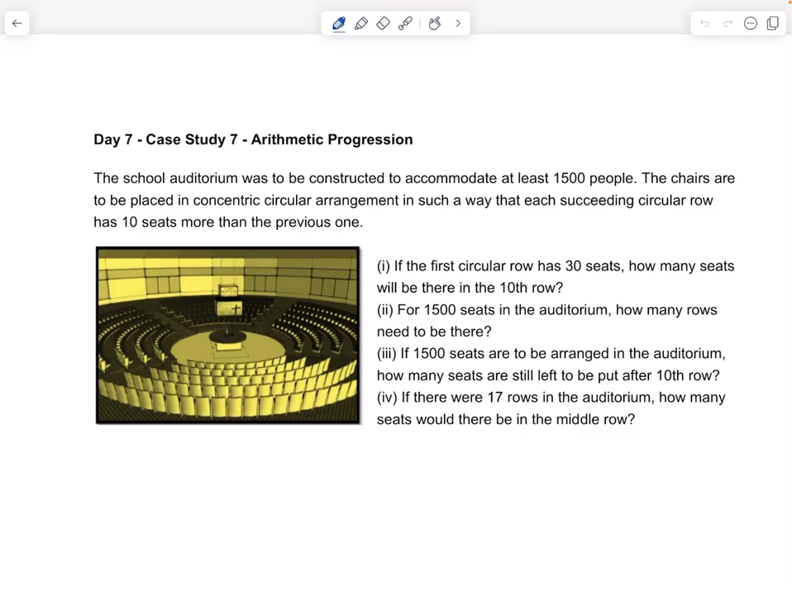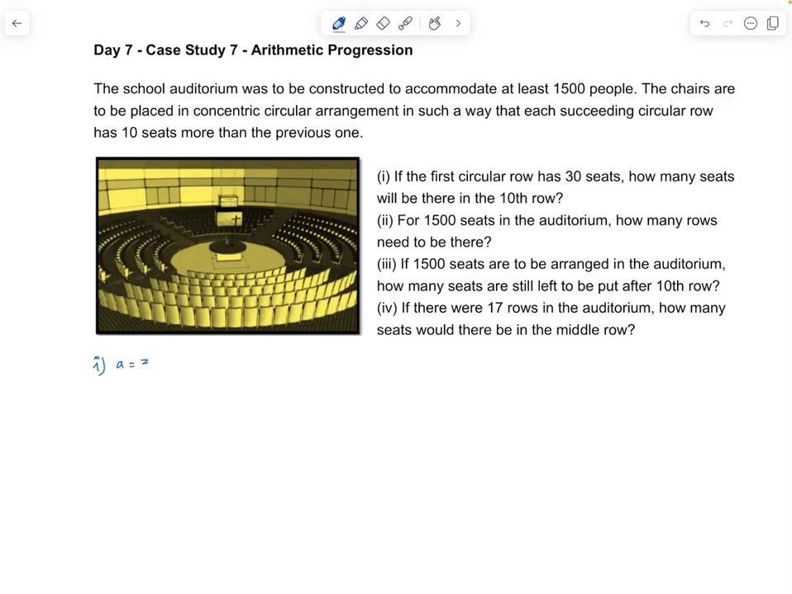Question 1. If the first circular row has 30 seats, how many seats will be there in the 10th row? A is 30 and the difference is 10. The AP is 30, 40, 50 and so on. A10 is equal to A plus 9D, which is 30 plus 9 times 10. 30 plus 90, which is 120, which means there are 120 seats in the 10th row.